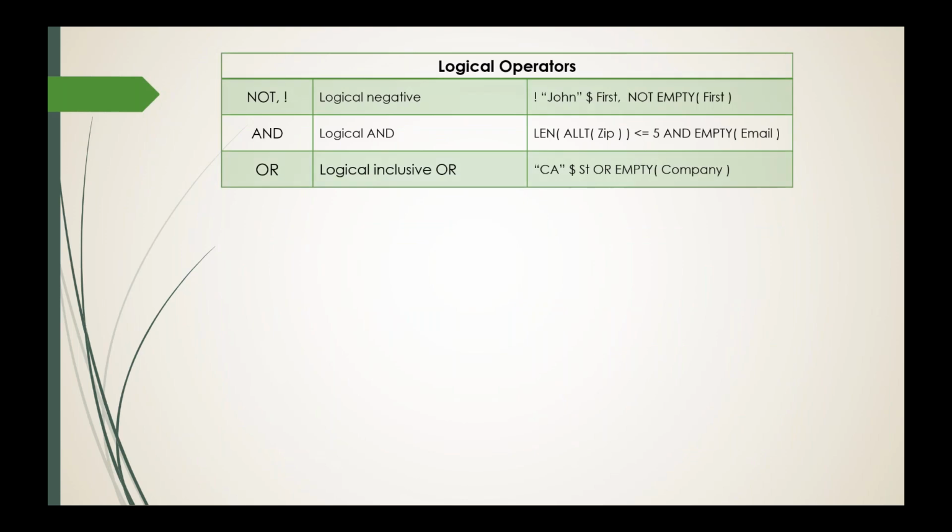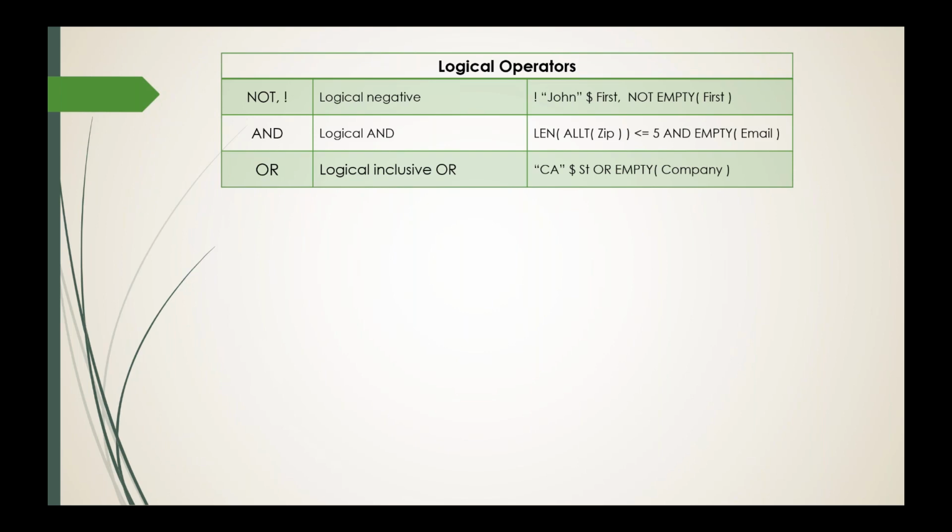Now we have our logical operators. The first one is going to be a logical negative. So this is not or an exclamation point. Basically, these operators are going to be used on things that return a true or false value or some sort of comparison that we're making. Here we can see in the example, the very first example we have is using that string comparison. So we have John and then the $ in first.